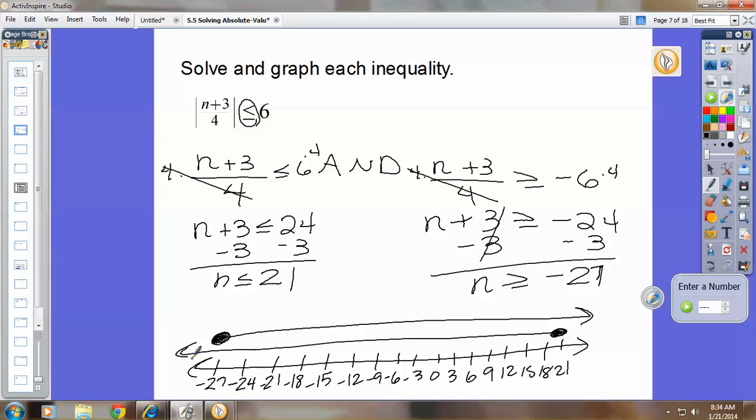Now, clearly from our graph, we're looking at the overlap. Well, where do our graphs overlap one another? Between negative 27 and 21. Is negative 27 included? Yes. How do we know? It's a closed circle. What about 21? Is it included? Yes. Again, we know that because of the closed circle. So we use closed circles as our endpoints and then draw the line connecting the two.